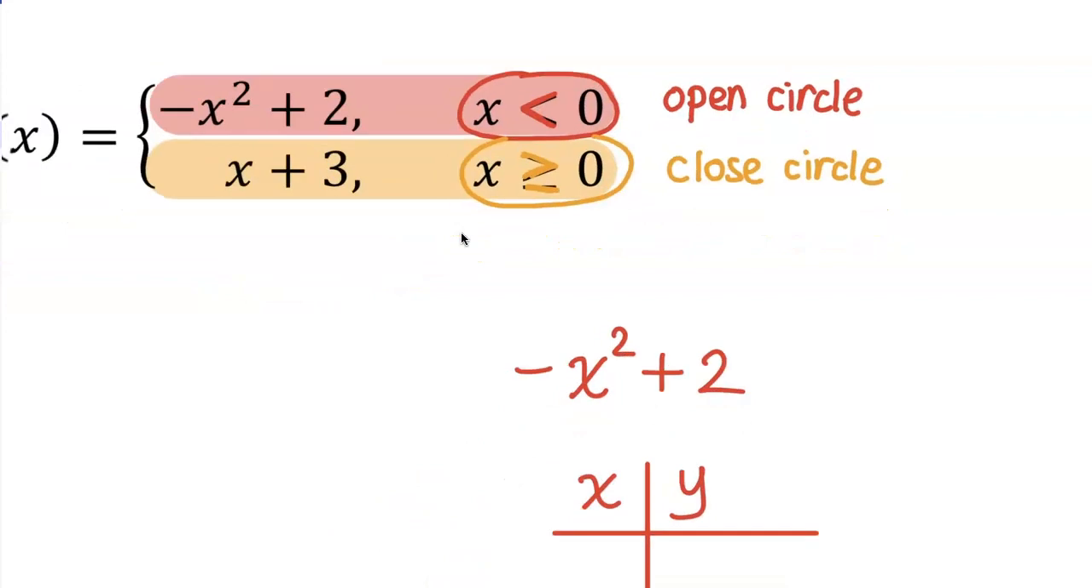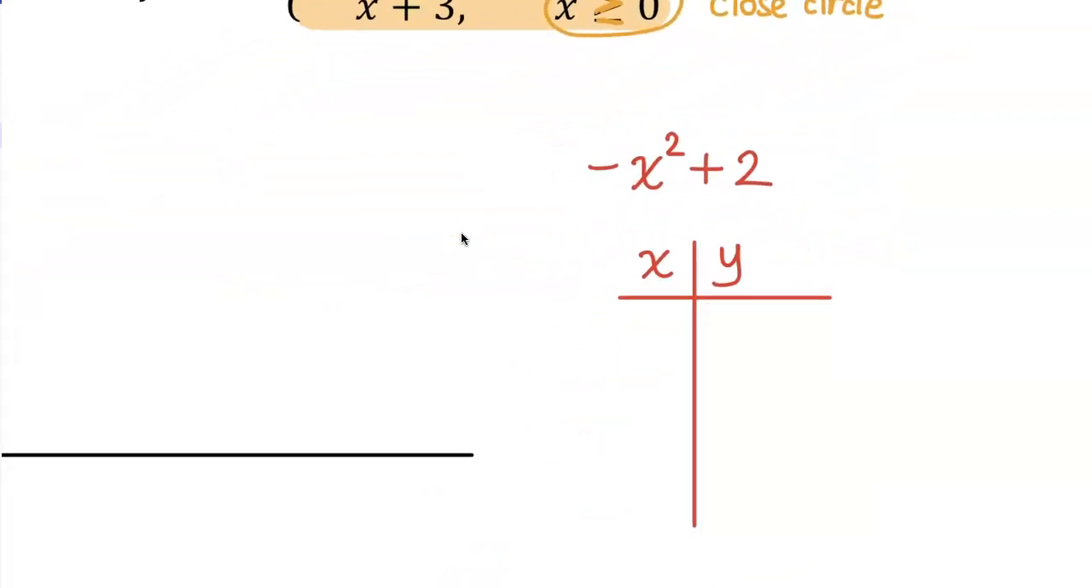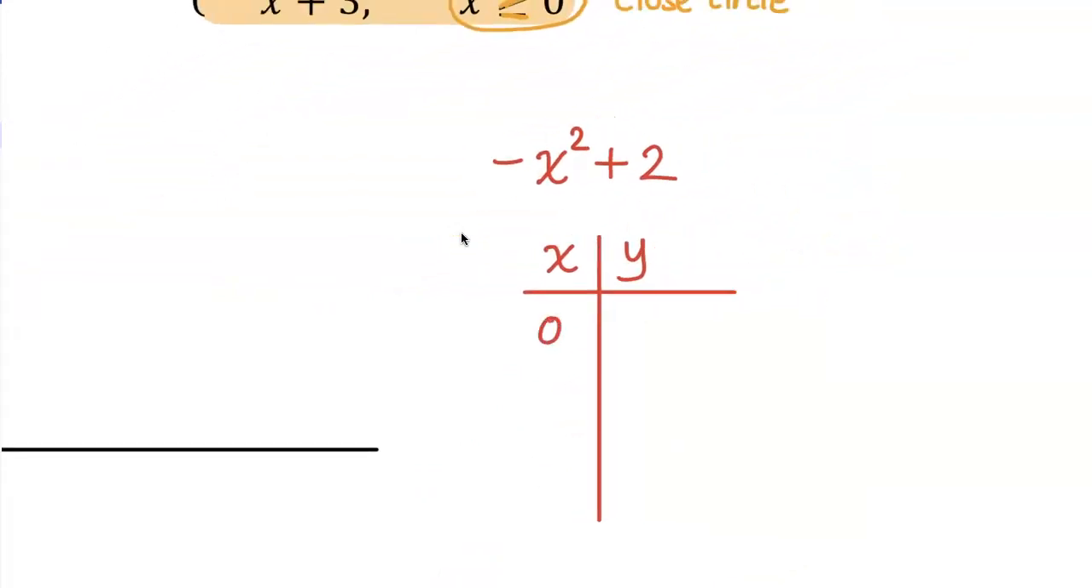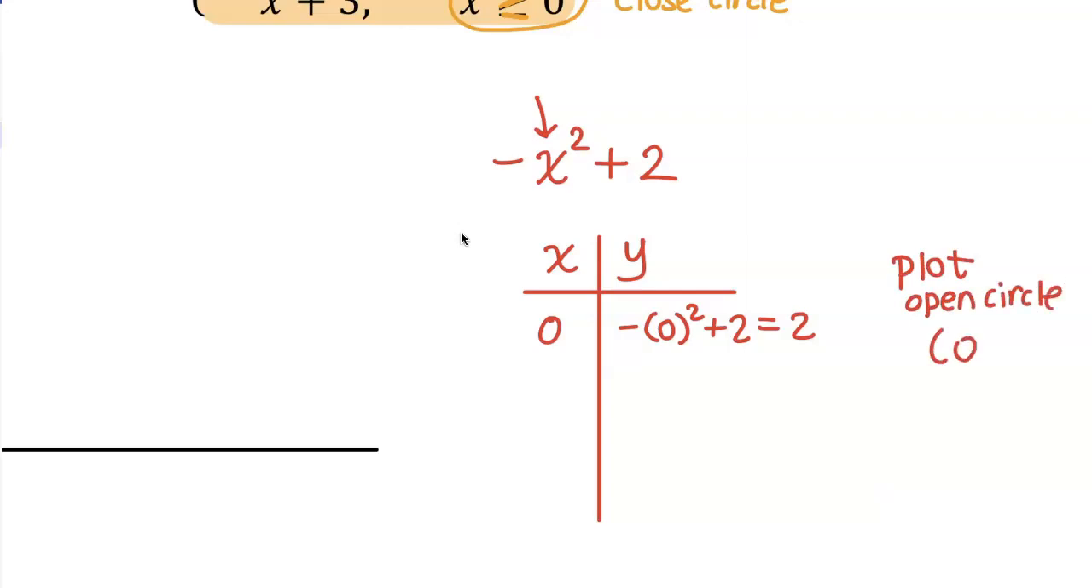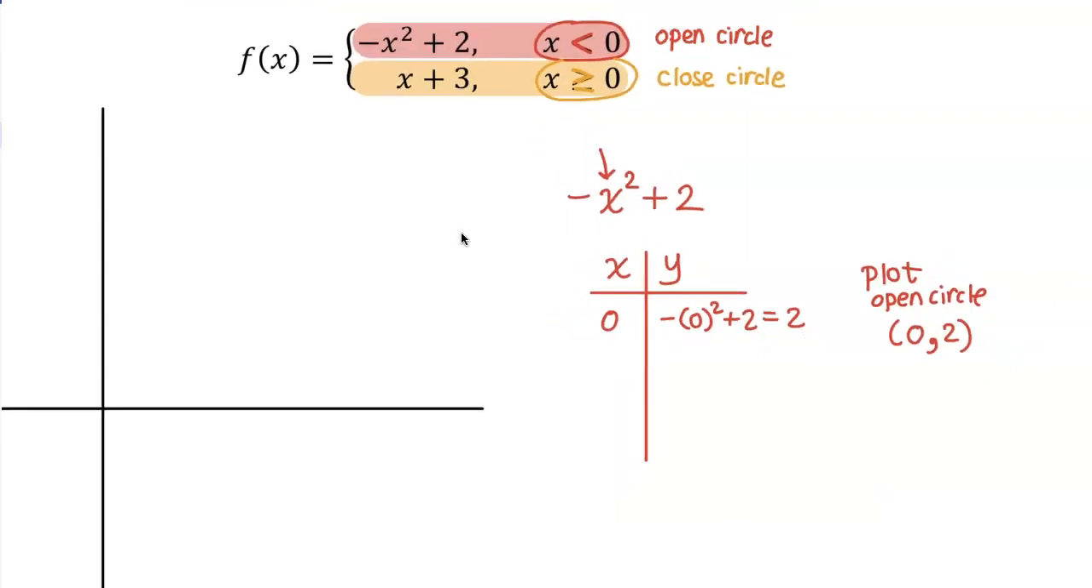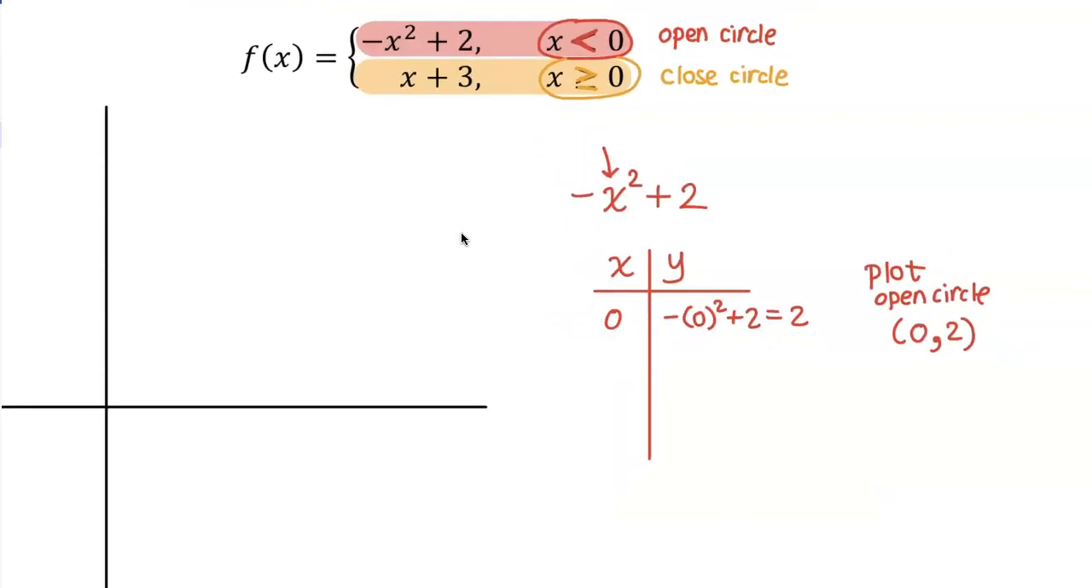piecewise function. Okay, so I'll start by plugging in 0. If 0 goes in right there, we're going to get negative 0 squared plus 2. That is 2. So I will plot an open circle at 0, 2. Okay? And I'm plotting an open circle because this inequality just said x is less than 0. Okay? Give me another number that is smaller than 0, so that I can have another point.